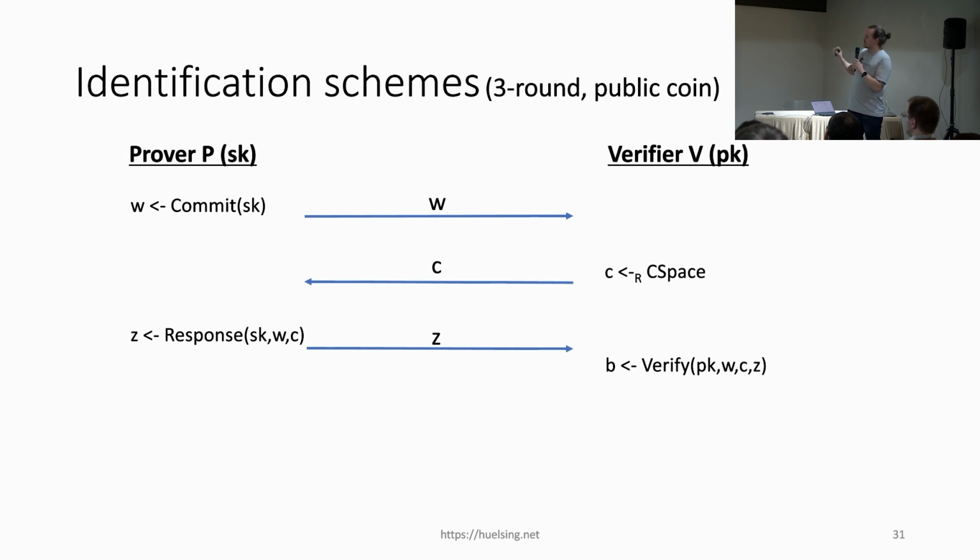Then the prover reacts to this challenge by computing a response based on the previous commitment, the secret key and the challenge. This goes over to the verifier, who can run a verification algorithm on the full transcript, so the messages W, C, S together with the public key, and then outputs a decision B, which is usually 1 if you accept and 0 if you reject. And these 3-round versions of these protocols are called Sigma protocols, because they look like a Sigma.